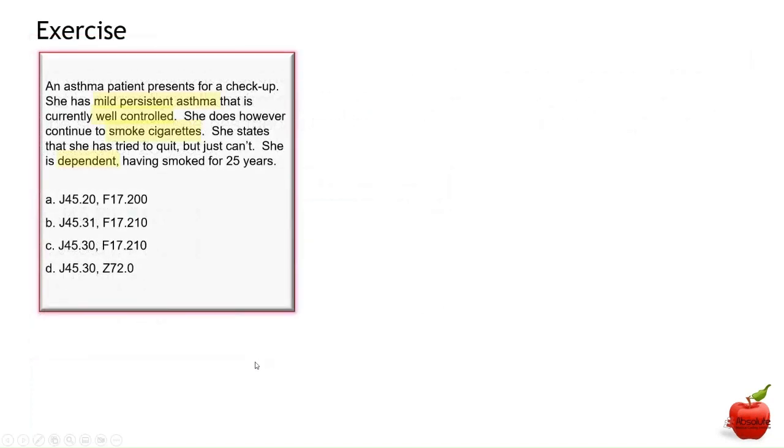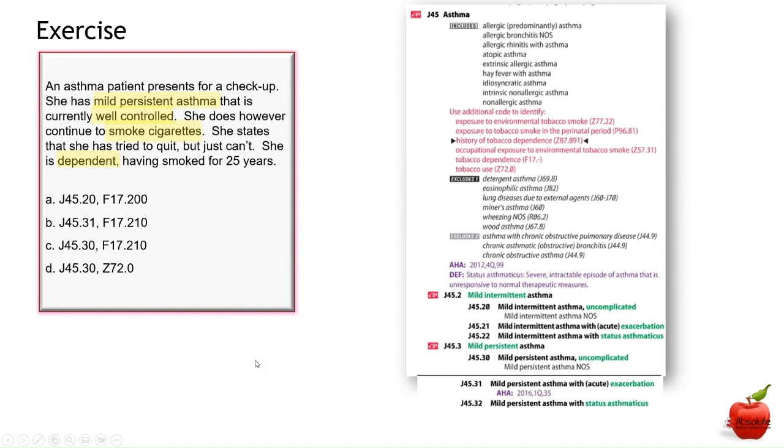So for your keywords, you have mild persistent asthma, well controlled, smokes cigarettes, and dependent. Okay, they're dependent on these cigarettes. So let's start taking a look at what we have. We start with J45.20. And this is incorrect because it's mild intermittent asthma. This patient has mild persistent asthma.